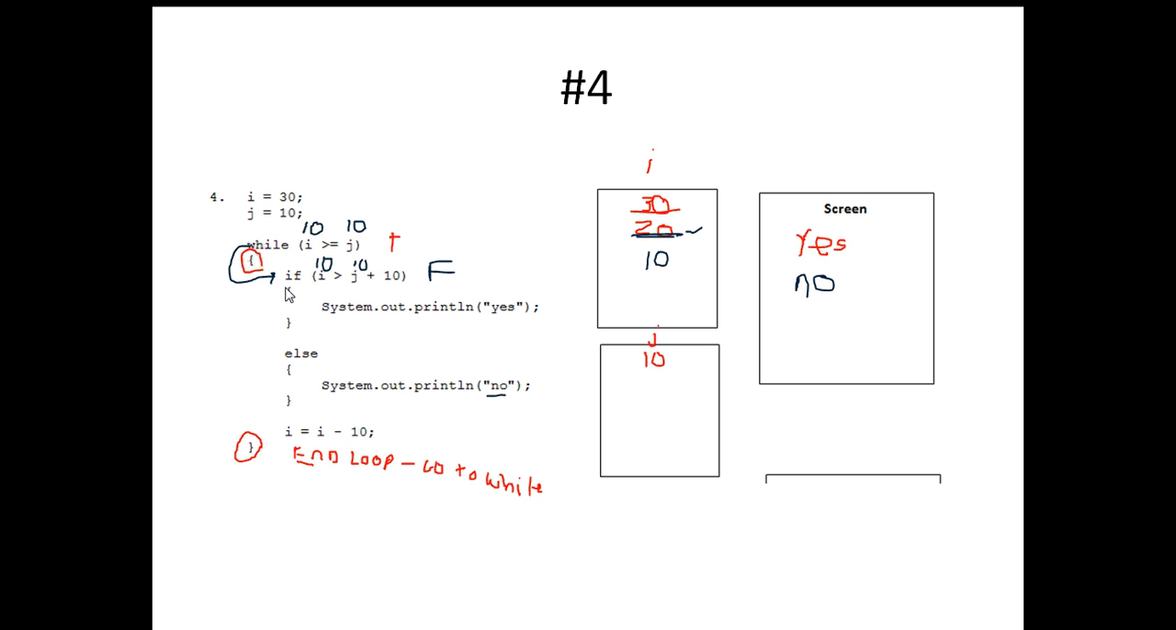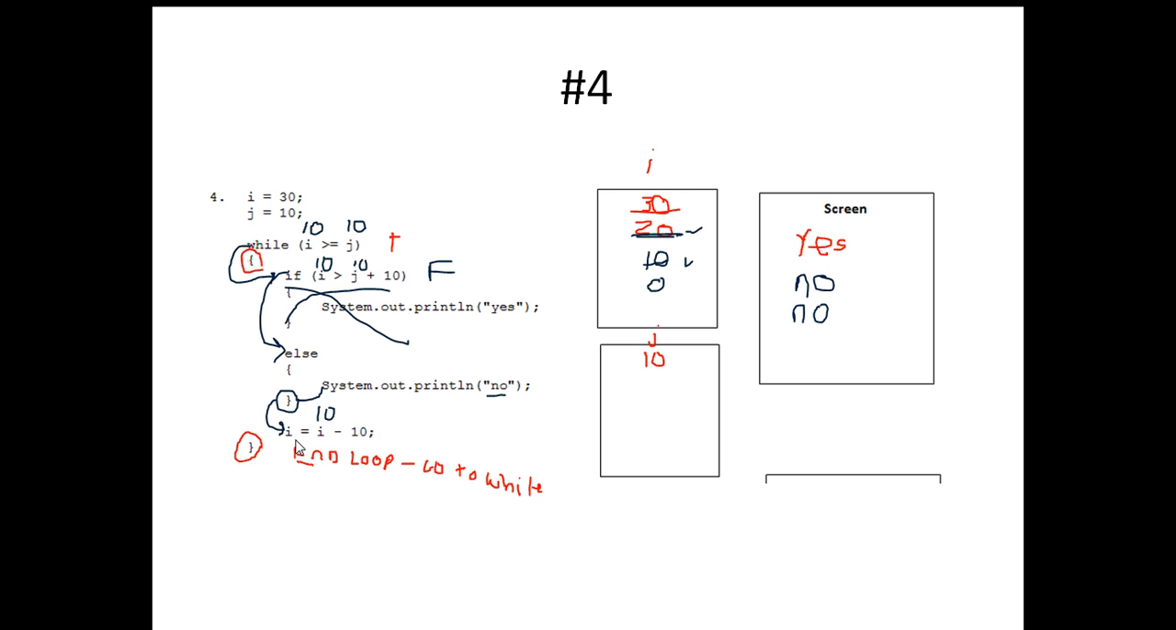So again, that means we're not going to do the if portion. We're going to do the else portion. So we jump to the else. The else tells us, hey, let's print no. So we print no. The next line down is an ending brace for else. So we are done with the if-else structure. We go to the next line. The next line says to assign I to be whatever I is now, which is 10. If you look at the memory location, it tells us that, and we're going to subtract 10. So now the I is going to be assigned the value 0.